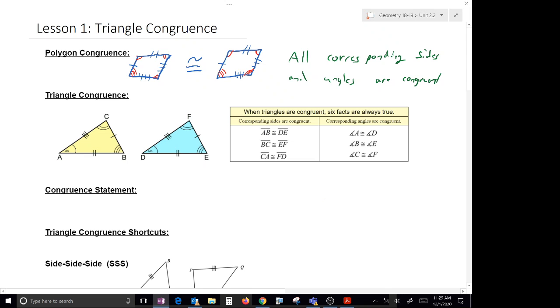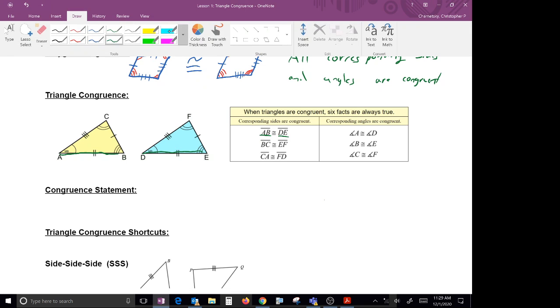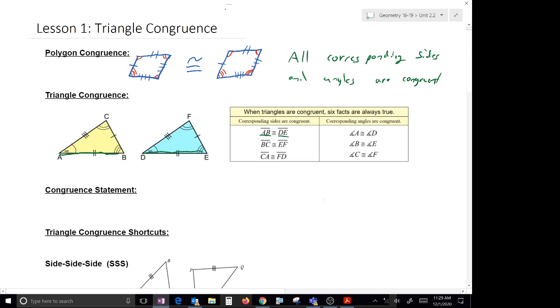Now in triangles, we only have three sides and three angles. So all matching sides have to be congruent. So AB and DE have to match up. But it's also all the corresponding angles. So, for example, A and D have to match up. And if that's true, we can make a congruent statement.